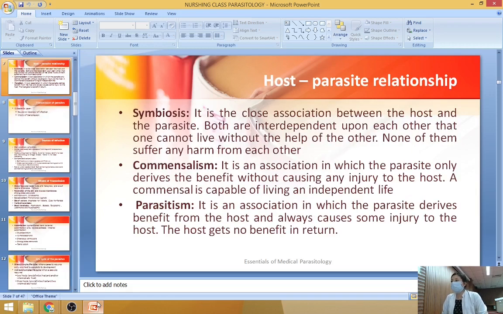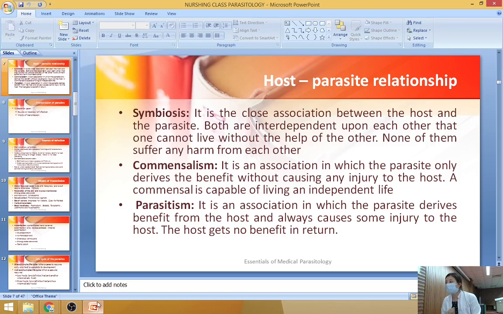Then host-parasite relationship. Not all parasites are very bad to us. Some relationships are there, called symbiosis, commensalism, and parasitism. By symbiosis, what do we mean? It is the close association between the host and the parasite. Both are interdependent upon each other, so that one cannot live without the help of the other. That means the host cannot live without the parasite, and the parasite cannot live without the host.